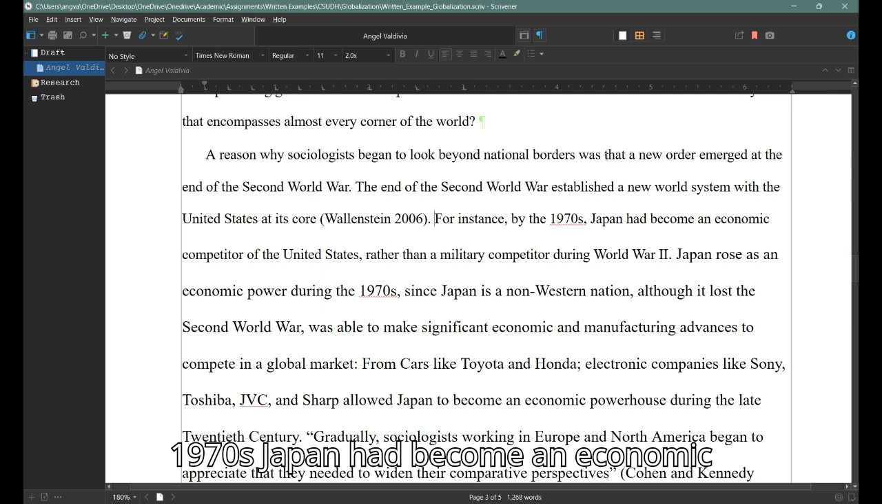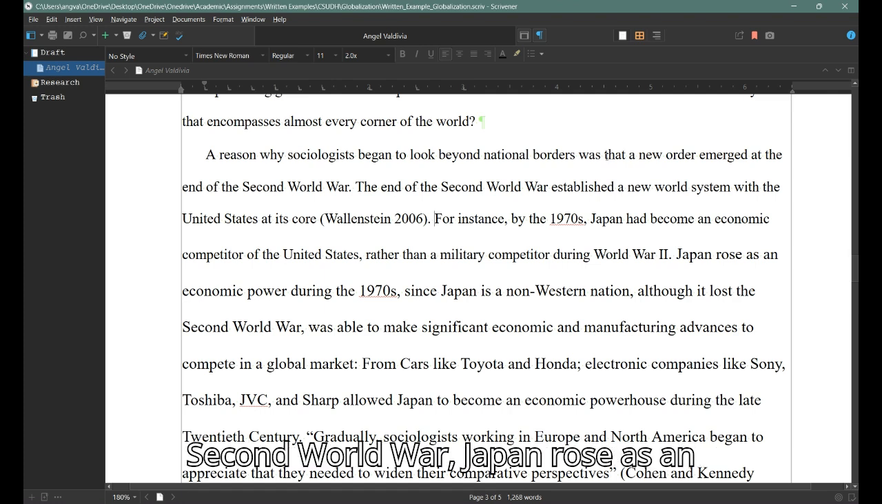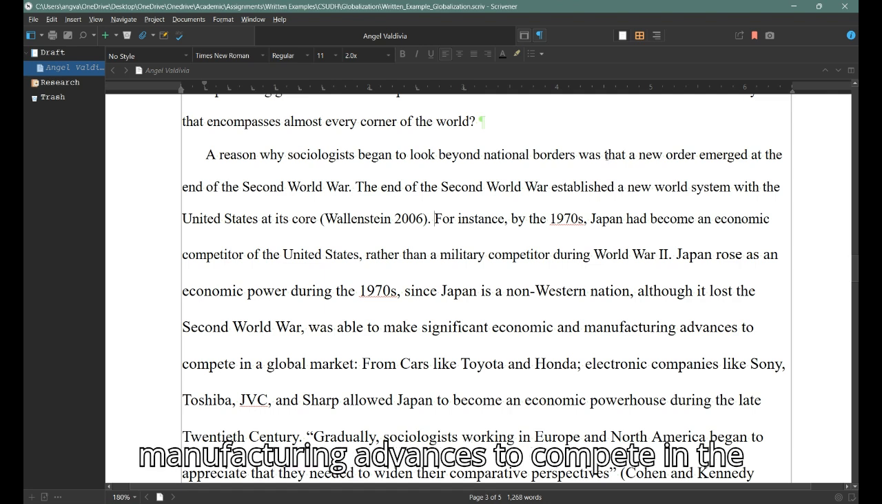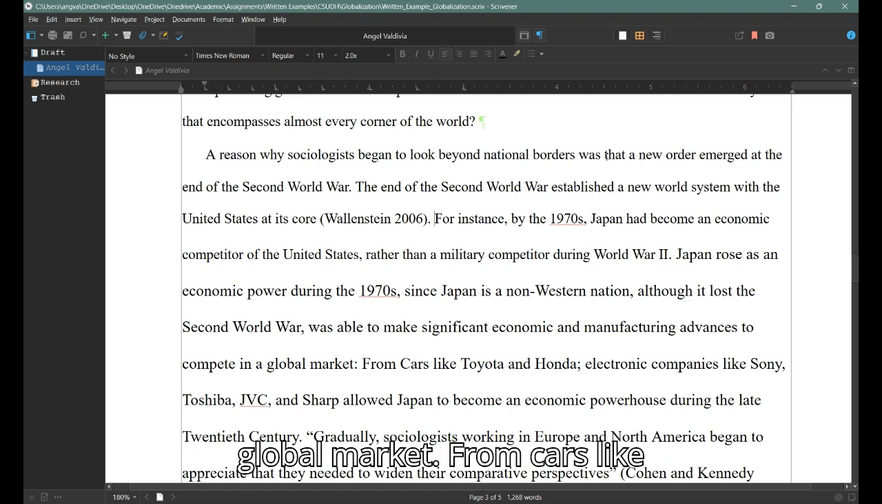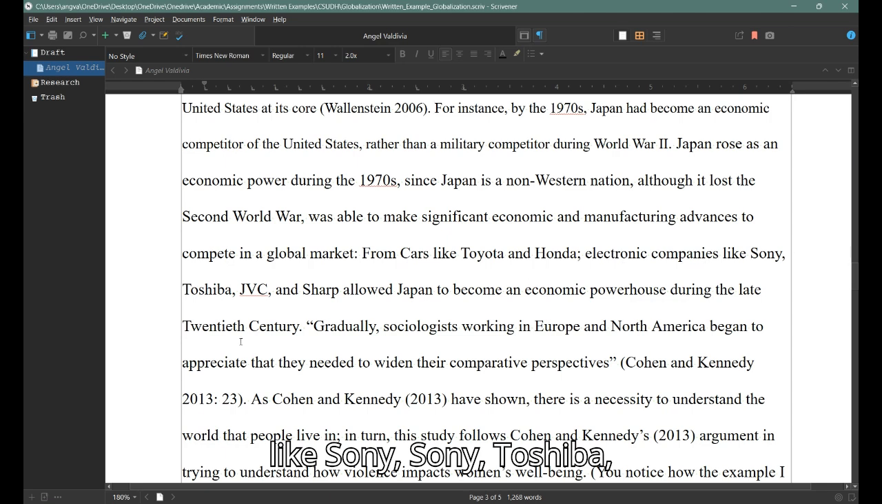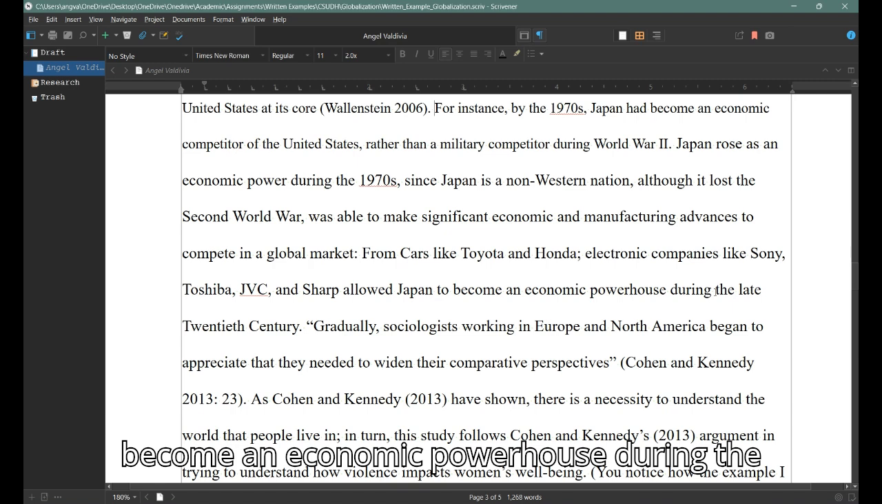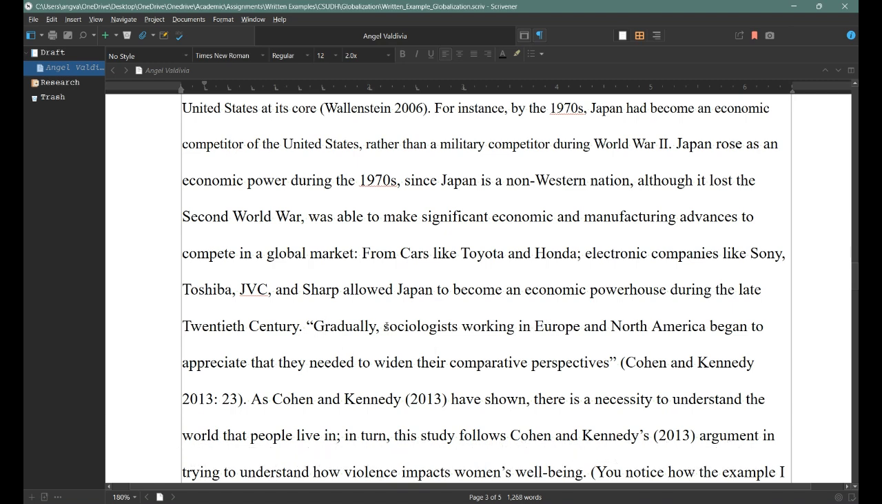For instance, by the 1970s, Japan had become an economic competitor of the United States rather than a military competitor as during the Second World War. Japan rose as an economic power during the 70s. Since Japan is a non-Western nation, although it lost the Second World War, it was able to make significant economic and manufacturing advances to compete in the global market. From cars like Toyota and Honda to electronic companies like Sony, Toshiba, JVC, and Sharp, this allowed Japan to become an economic powerhouse during the late 20th century.